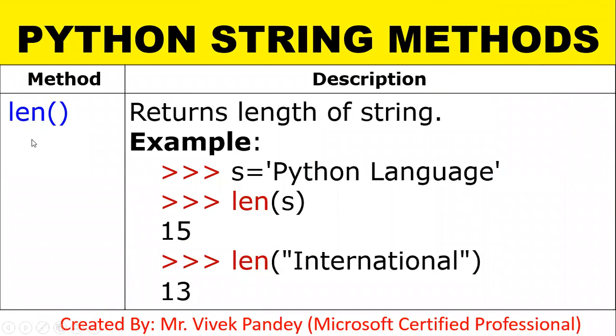Python string methods. Len function. This function returns the length of the string. So dear student, len function in Python is used to calculate the length of the string.